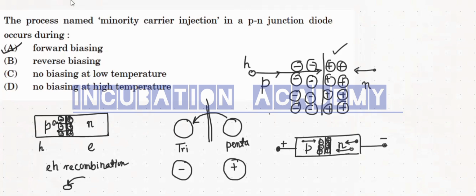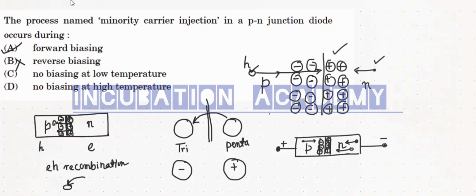No biasing at low temperatures. If you just leave it with no biasing at low temperatures, what will happen? It will remain as it is. Even the holes and the electrons on both sides of the junction, even if by getting a little thermal energy they get agitated and try to pass through, all of this motion ceases. So minority carrier injection does not occur this time.